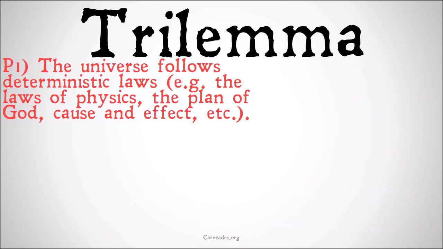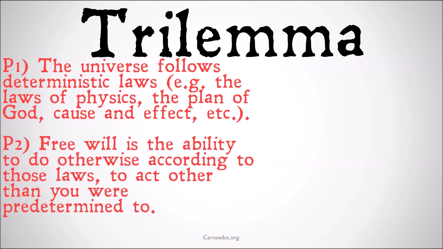So, to review, our trilemma is as follows. The universe follows deterministic laws. Free will is the ability to do otherwise from those laws, and therefore free will. And free will exists. Not therefore free will exists, therefore free will doesn't exist. These three premises cannot be held at the same time.